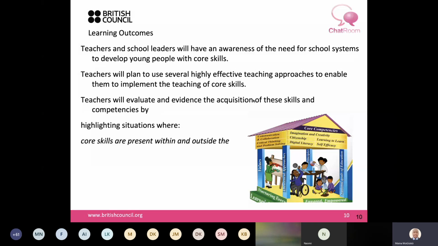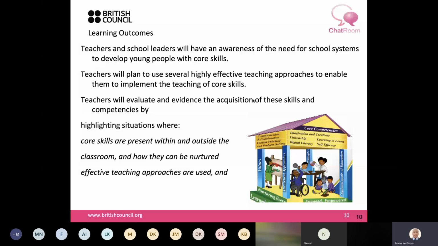One, we can look at situations where the core skills are present, within and outside the classroom, and how they can be nurtured. So the way your learners participate in class, the way they participate outside the class, as a teacher, you should be collecting that evidence, track record, to see what is the enhancement of the core skill and how is it happening in the school. The teaching approaches that you are deploying in the classroom, how are they enhancing the core skills ability? That is the kind of evidence that as teachers we need to collect continuously so that it can be a feedback to us as we review and revise our sessions.